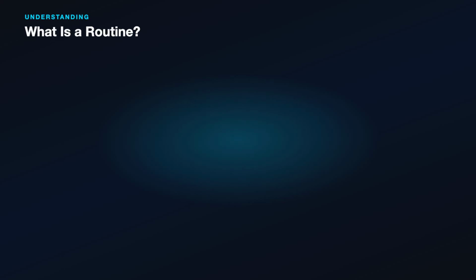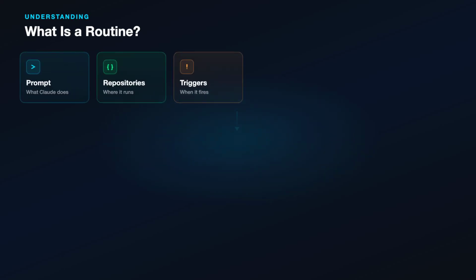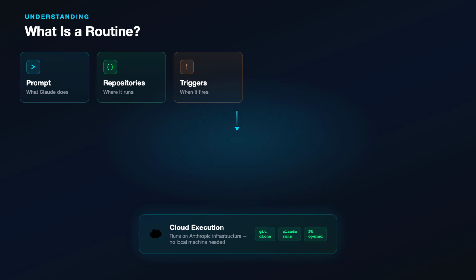So, what exactly is a routine? It's a saved Claude Code configuration. Three things packaged together. First, a prompt. This is what Claude does on every run. Second, one or more GitHub repositories that Claude clones and works on. Third, a set of MCP connectors giving Claude access to external services like Slack, Linear, or Google Drive.